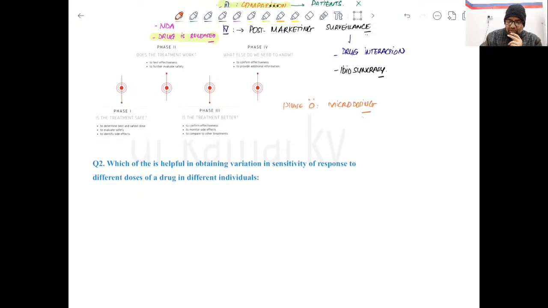Now another question which is helpful in obtaining a variation in sensitivity of response to different doses of a drug in different individuals.